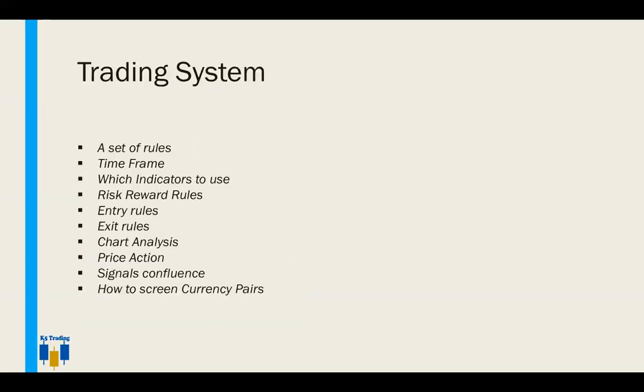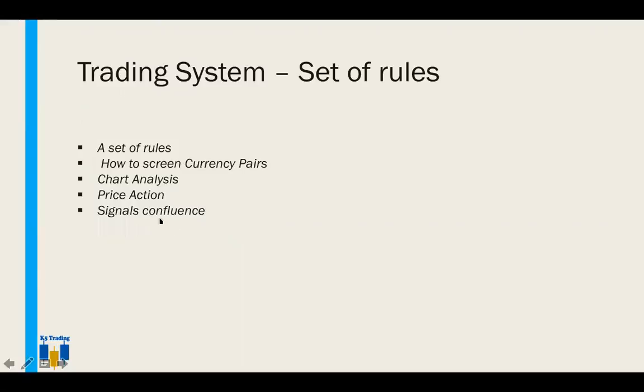So as you can see, the chart setup is a set of rules. What you now need to define is a trading system. A trading system is basically a set of rules: time frame, your risk to reward ratio, your stop loss, your entry, your exit, the signals confluence if it happens, and how to scan your currency pairs to find the right pair based on those trading rules. So I'm going to start a Word document here, and we will actually start writing those rules.